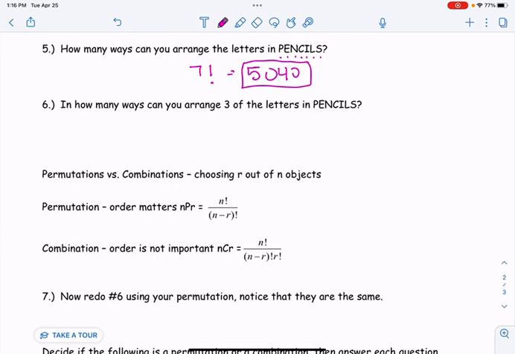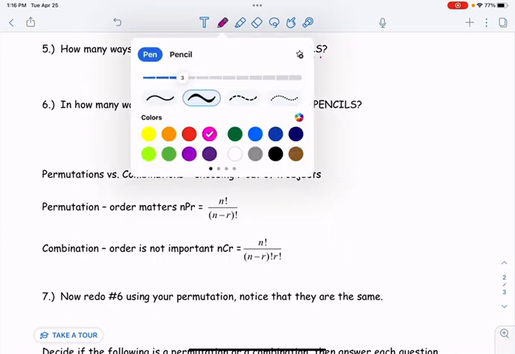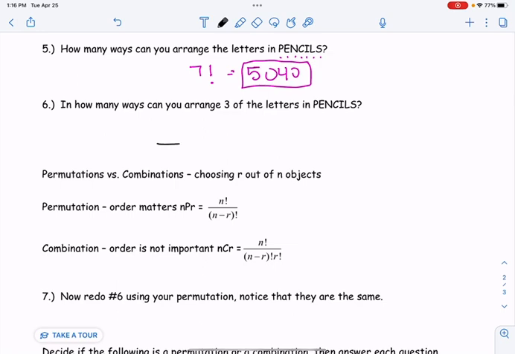What happens if I only want to rearrange 3 of the letters? Well, let's create our 3 spots. 1, 2, 3. And if I'm choosing any of the 3 letters, well then I can choose anybody for the first spot. So there's 7. And let's say the C went there. Now I only have 6 choices for the second spot. Maybe the E is there. And then 5 choices for the third spot. So this would give me 210 ways that I can rearrange 3 of the letters in pencils.